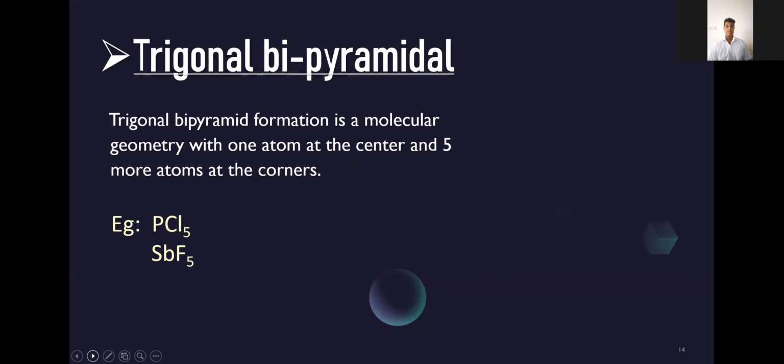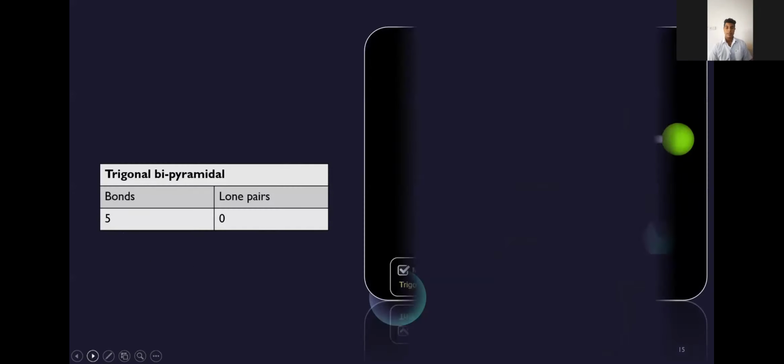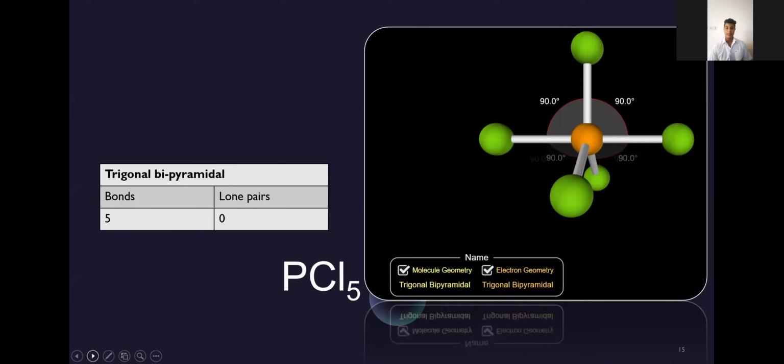Looking into the next structure, you can see one central atom and 5 more atoms at the corners. The molecular geometry is called trigonal bipyramidal. The three atoms shown horizontally have bonds in the same plane. The bond angles are 90 degrees and 120 degrees. In such a situation, the molecular geometry and the electron geometry remain the same. That is trigonal bipyramidal. The examples included are PCl5, SbF5.